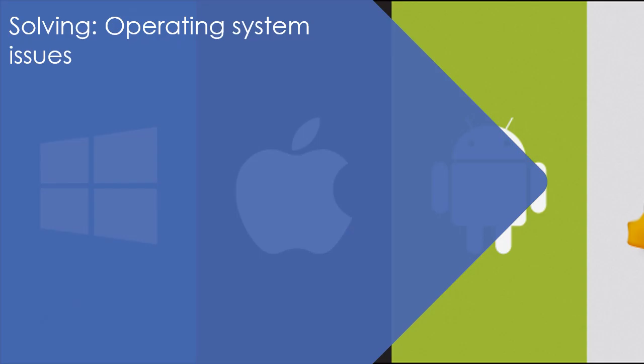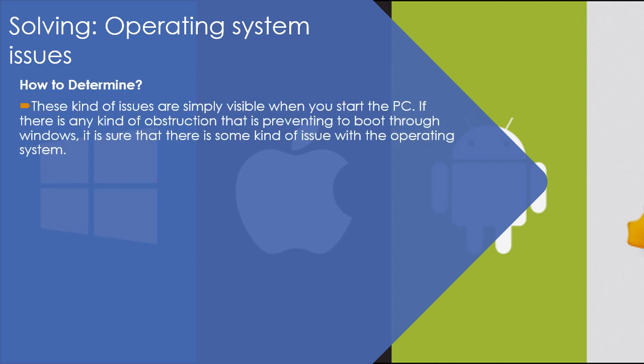Moving on to the last solution, it is solving operating system issues. How to determine: if you have seen that everything is working fine and there is an error message on the display, it does mean that there is some kind of problem with the operating system itself.